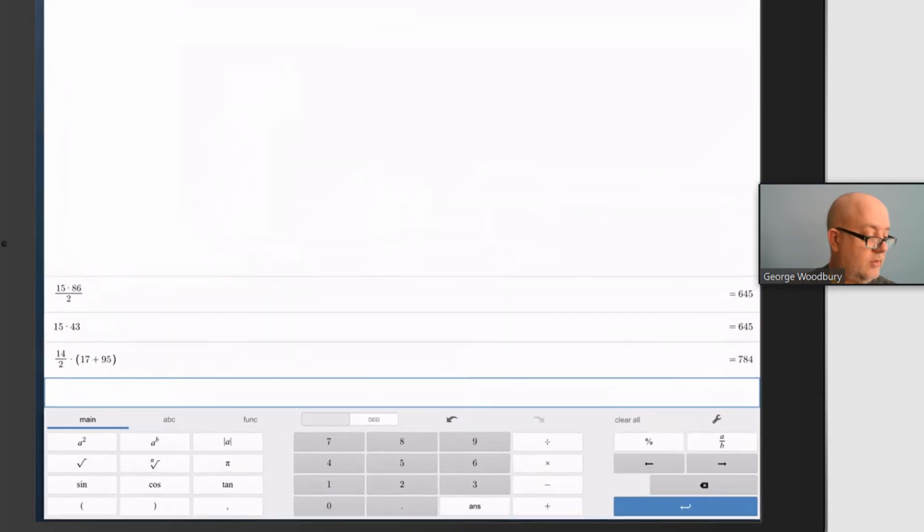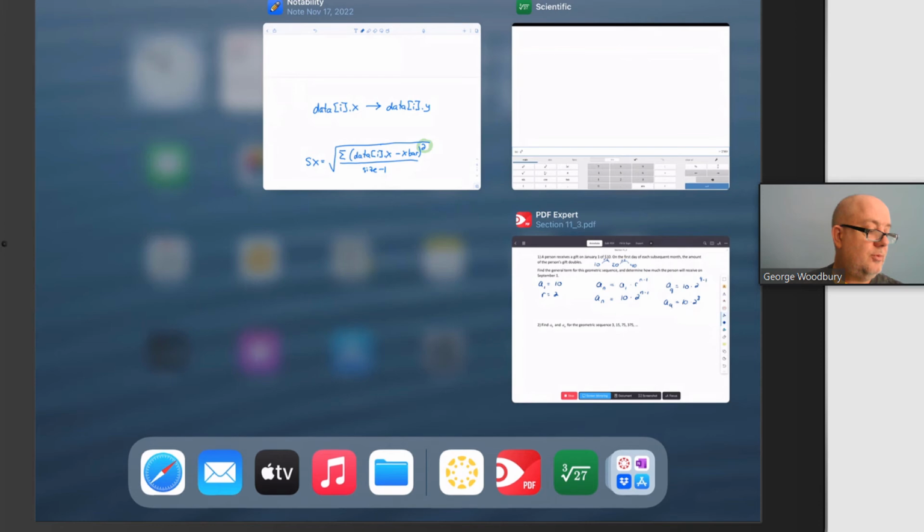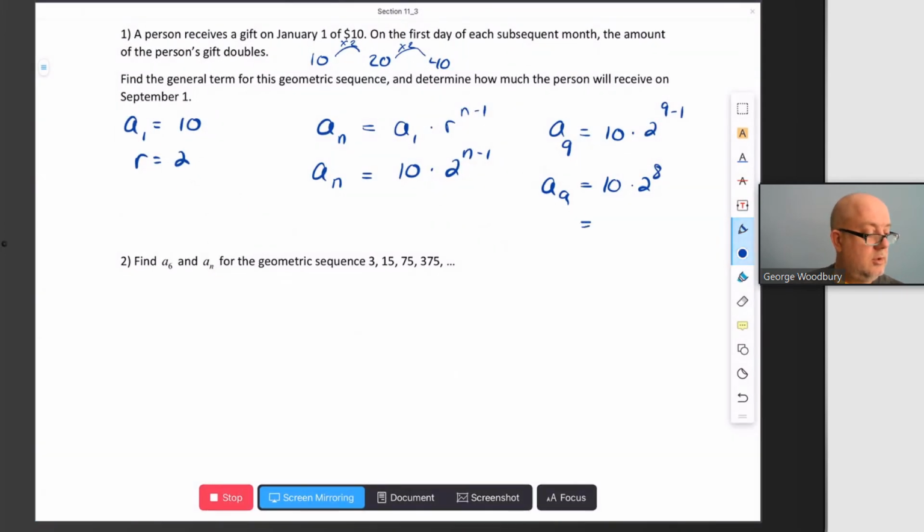Let's go to the calculator for that. 10 times 2 raised to the 8th power. 2 to the 8th power is 256. Multiplying that by 10, we get $2,560. Now all we need to find is a person that will give us those kind of gifts.